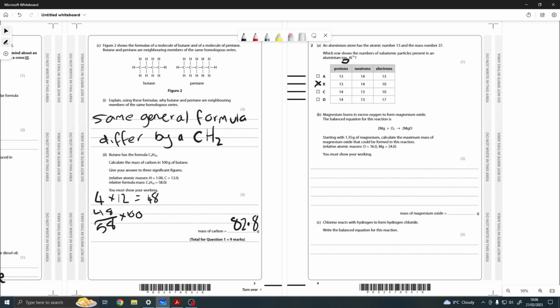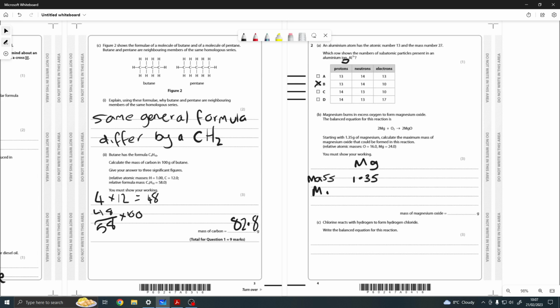Now, magnesium burns in excess oxygen to form magnesium oxide. The balanced equation is as so. Starting with 1.35 grams magnesium, calculate the maximum mass of magnesium oxide that can be formed in the reaction. Relative atomic mass is there. You must show your working. Okay. So, what do we need to do here? We need to say, okay, so there's a lovely grid for this. We've got to think of what we were told. So, we know the mass of Mg. We do. It's 1.35. Okay.